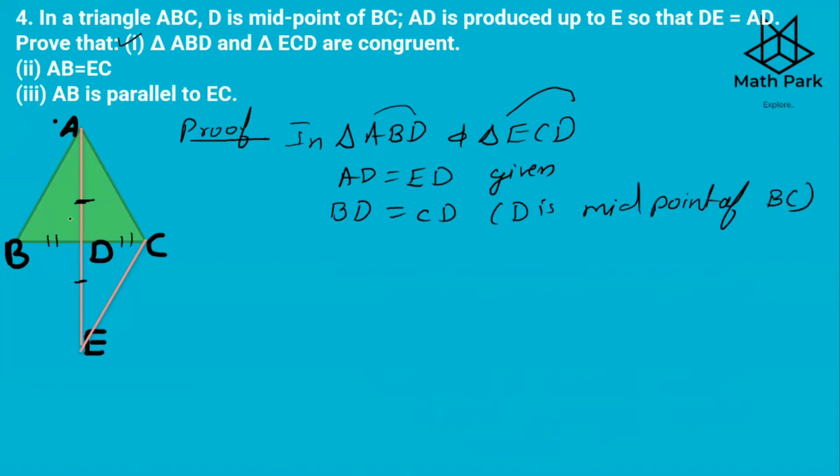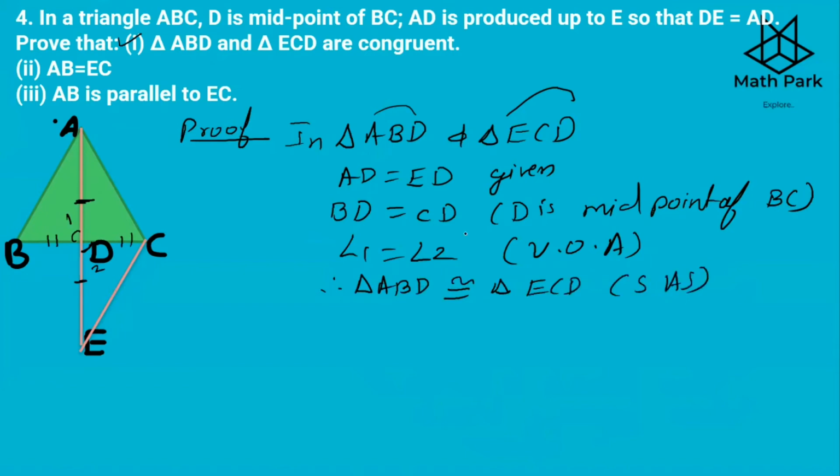The next thing we can do is look at this. These two are the lines, so you have these two angles equal. Here you can number them or put them equal. So you can write angle 1 is equal to angle 2. They are vertically opposite angles. And therefore, you get triangle ABD is congruent to triangle ECD by SAS, side angle side. Got it? So we proved the triangles congruent.